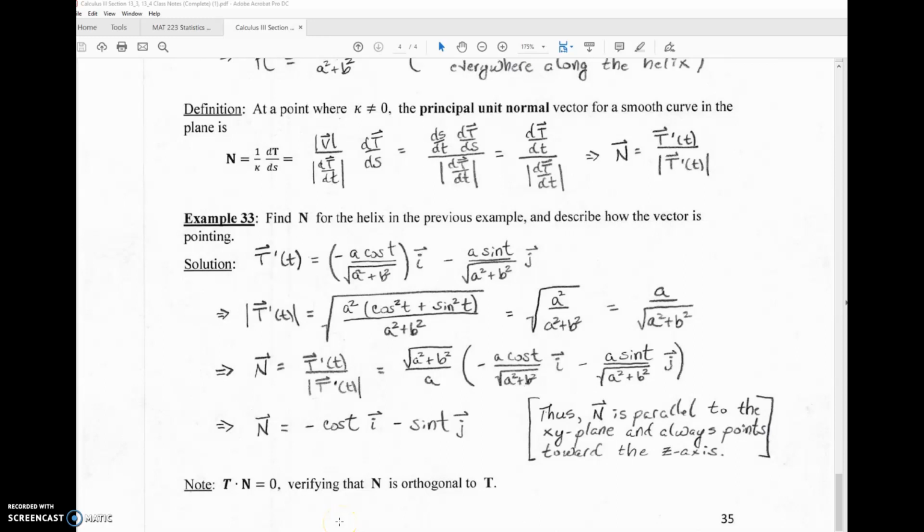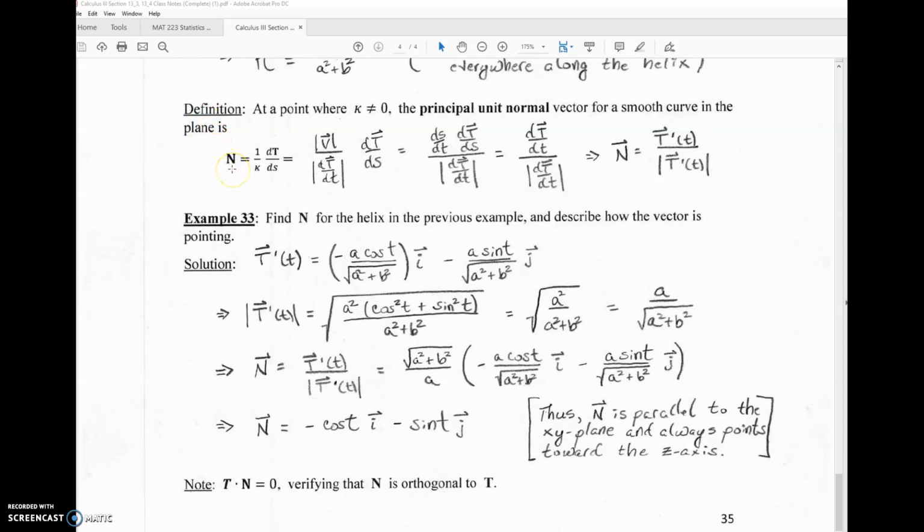Welcome back to the last page, page 35, the last example in our section 13.4 notes, example 33. Before we get to that, let's look at the definition of the principal unit normal vector. At a point where the curvature is not equal to 0, so if the curvature equals 0 this does not work, the principal unit normal vector for a smooth curve in the plane is defined as such.